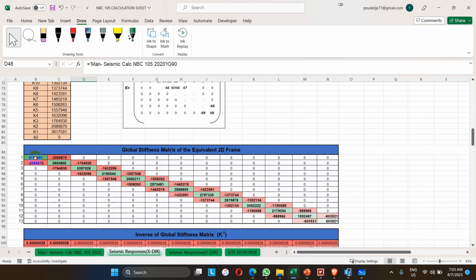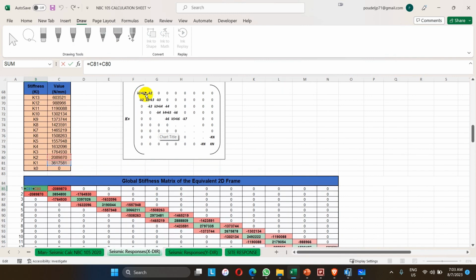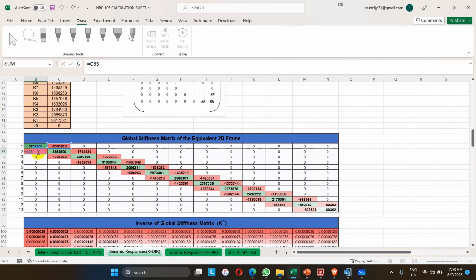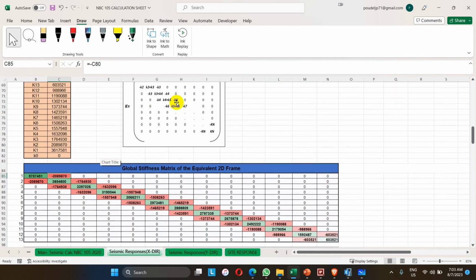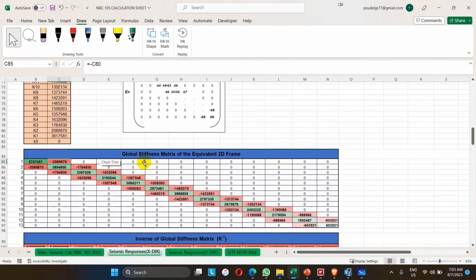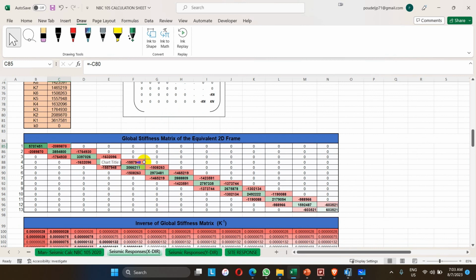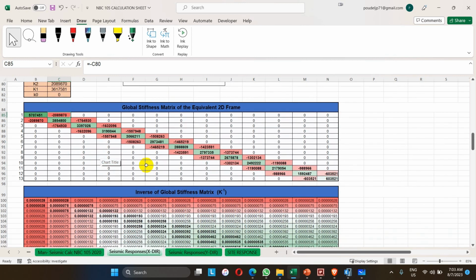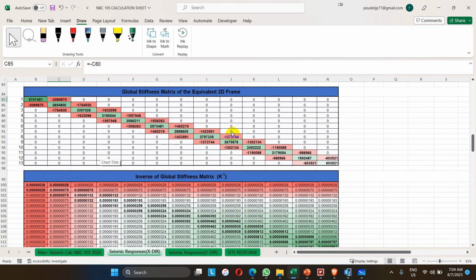For example, if we go for story 1, this is k1 plus k2, which means the story 1 stiffness plus the story 2 stiffness, and the second term in the row is minus k2, and the second term in the first column is also minus k2. Similarly, following this formula, the global stiffness of the equivalent 2D frame of our structure has been calculated, which is a 13 by 13 matrix, and we have to calculate the inverse matrix of this global stiffness matrix.